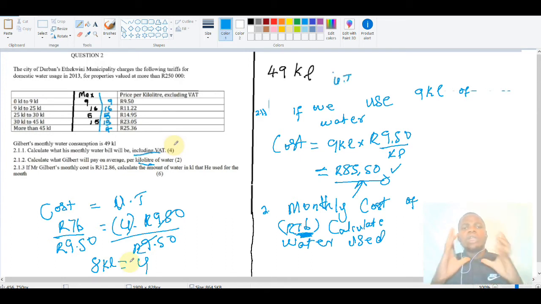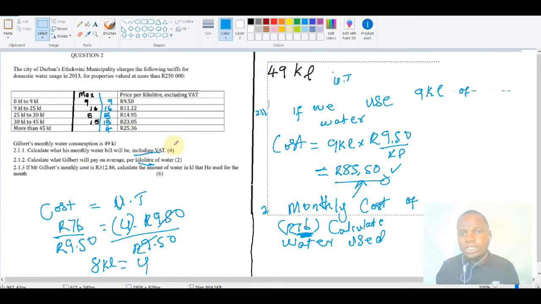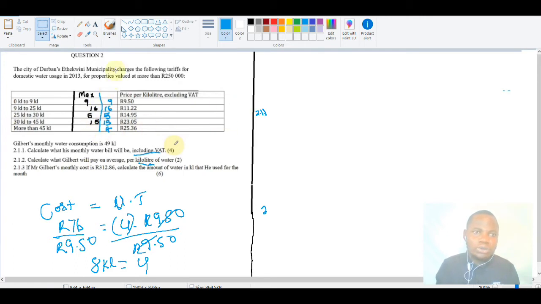So now with water tariff, you must be able to do it when you are given the cost, you work backward to find the volume of water, and as well when you are given the volume of water to calculate the cost. That's what you have to do. Now we move on to the question that is given here, right? So we move on. That is 2.13.